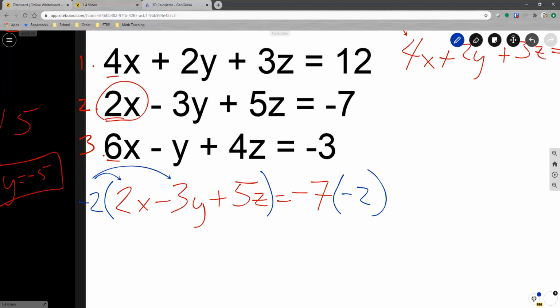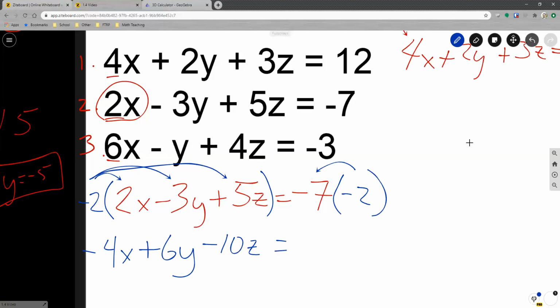So I'm going to distribute this negative 2 to all three values, and I'm going to multiply these together as well on the right side. What I end up with is negative 4x, negative 2 times negative 3 is positive 6y, sorry. And then negative 2 times positive 5 is negative 10z. On the other side of the equation, negative 2 times negative 7 gives me positive 14.